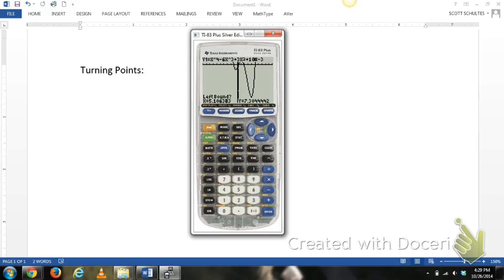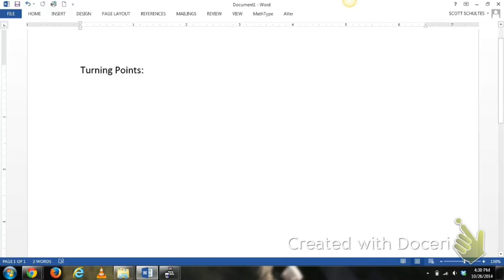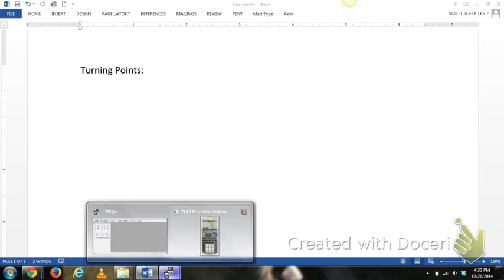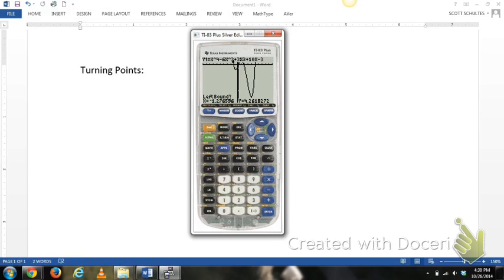So for my left bound, I'm going to hit the left arrow key until my crosshairs are to the left of my first minimum, which right now I'm definitely to the left. I'm going to hit enter. I'm sorry about that. Let me see. So I'm going to hit enter. And now for the right bound, I right arrow past my minimum and hit enter.